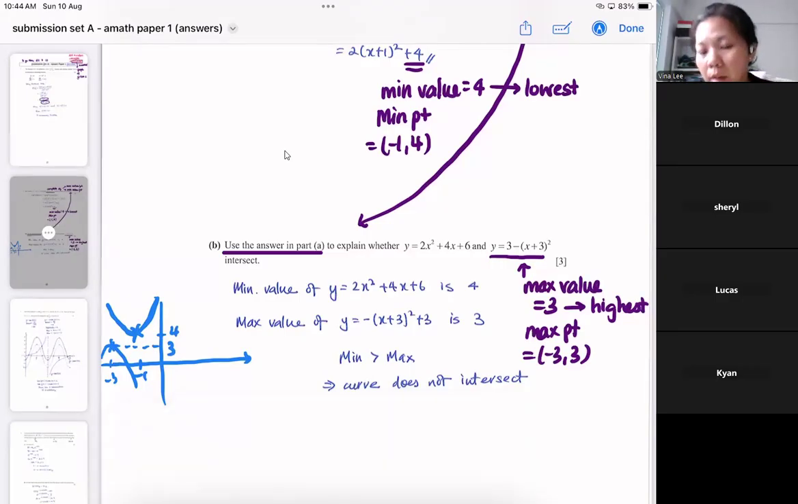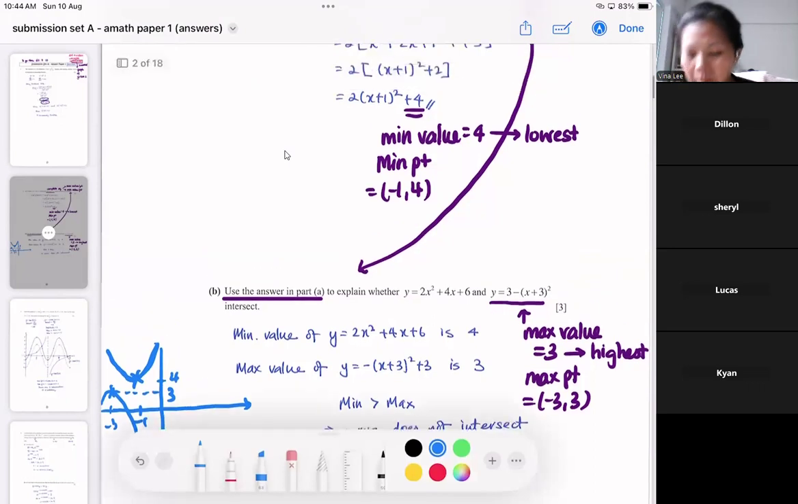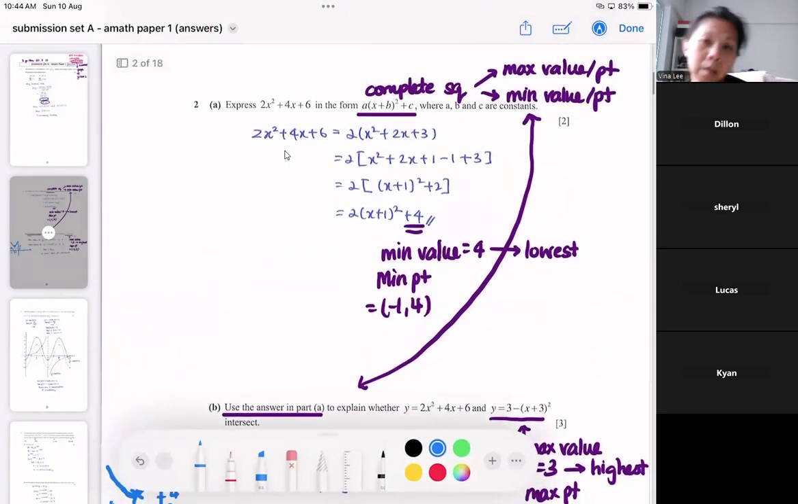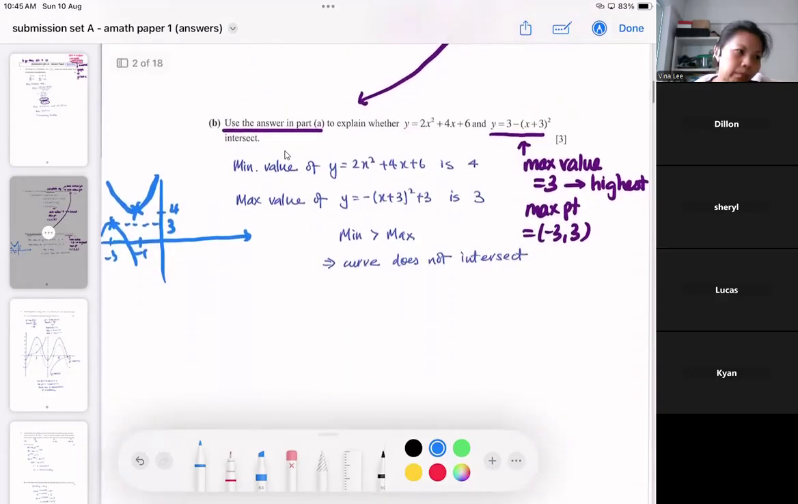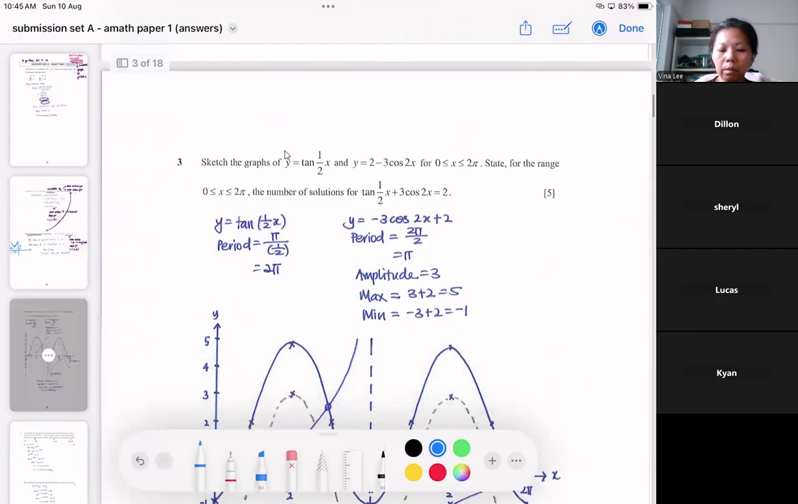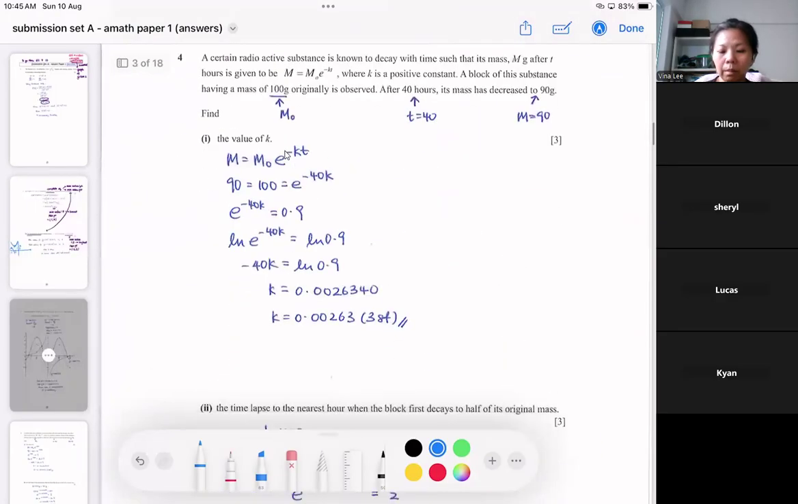So I need all of you to take note of this question too, because it will appear again in the specimen paper that I'm asking you to do. So apply the concept of completing the square. Okay, so that is for question 2. I'm going to jump to question 7 first.